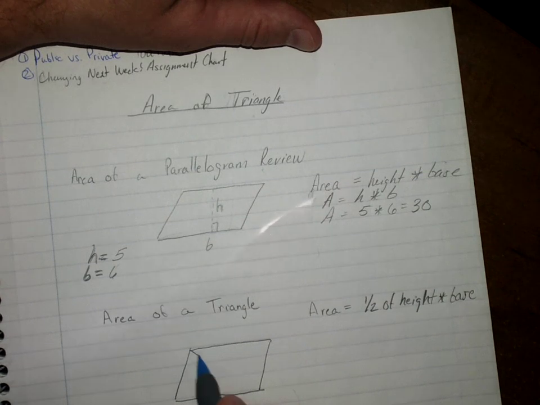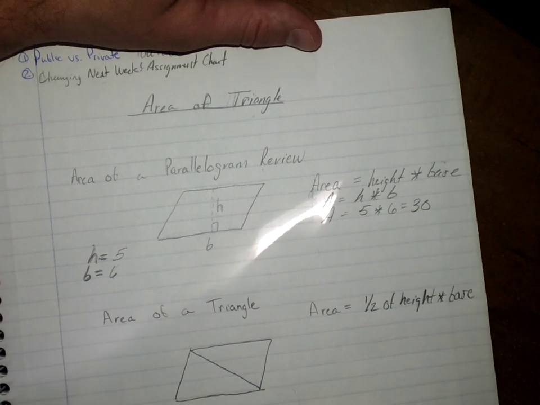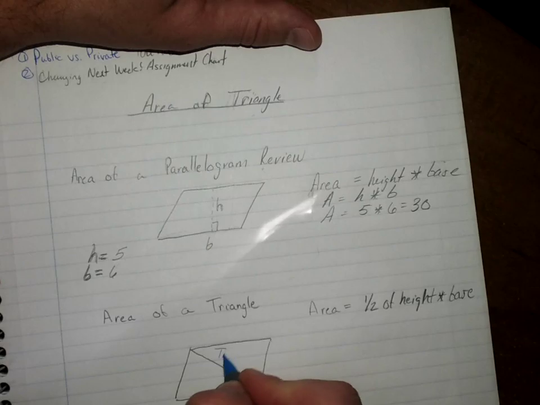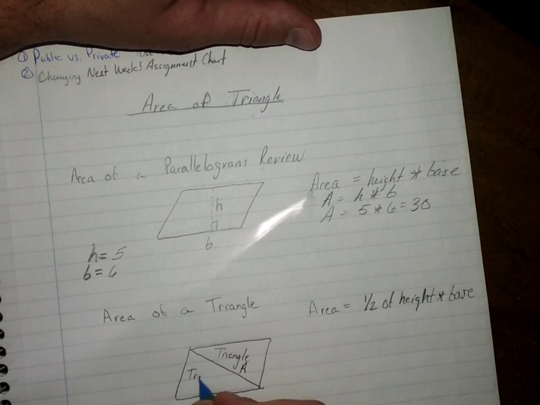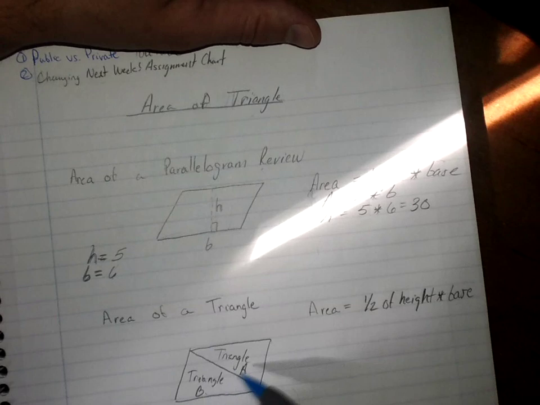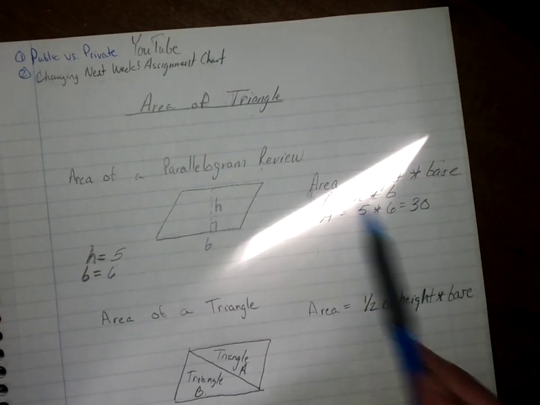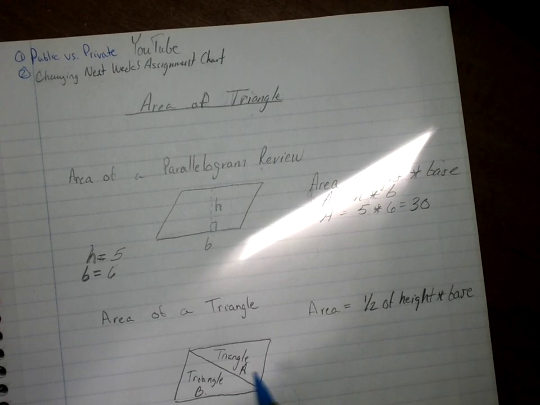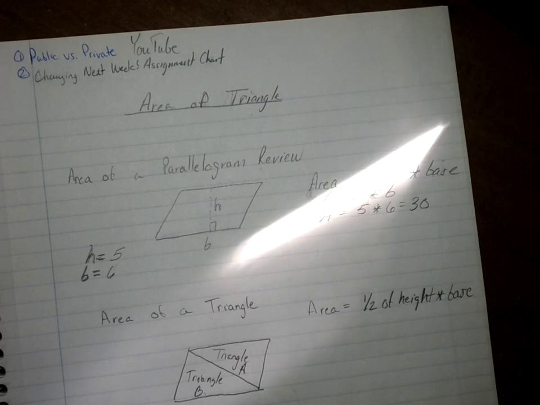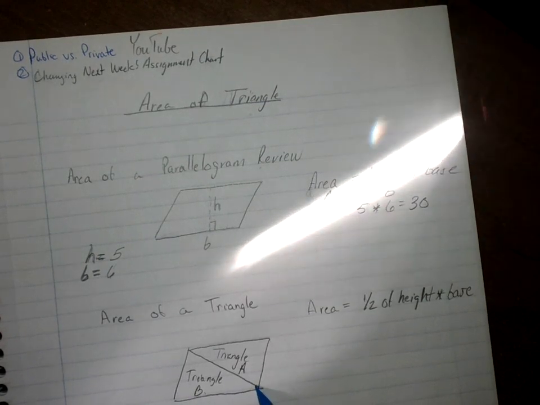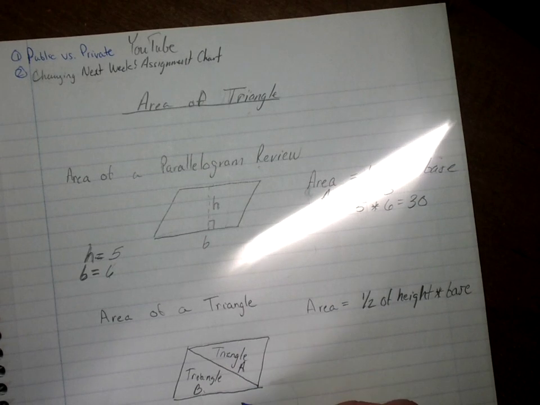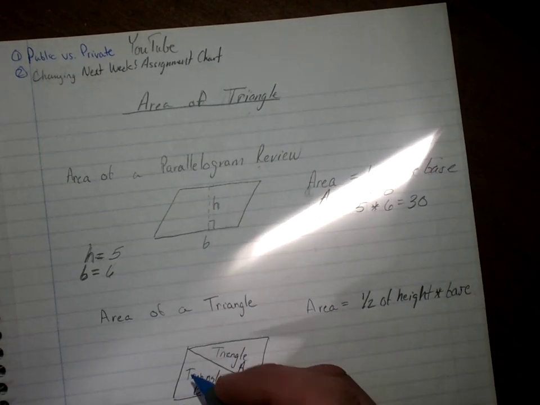If I cut this in half, I could say that this is triangle A and this is triangle B, or whichever way I call them. It doesn't really matter. But the idea is, once I cut that parallelogram in half, remember a parallelogram is height times base. So instead, I'm saying half of the height, because it's half, right? It's not the whole height, it's half of the height times base.